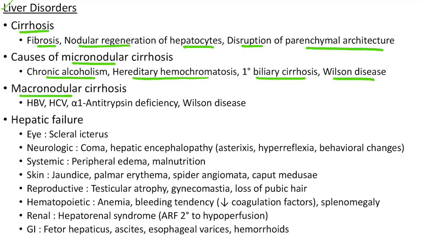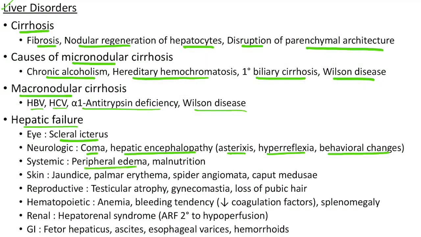Macronodular cirrhosis can be caused due to hepatitis B virus, hepatitis C virus, alpha-1 antitrypsin deficiency and Wilson disease. Now let us see about the effects of hepatic failure on various organ systems. In eye, they can cause scleral icterus. Neurologic features include coma, hepatic encephalopathy, which is characterized by asterixis, hyperreflexia and behavioral changes.